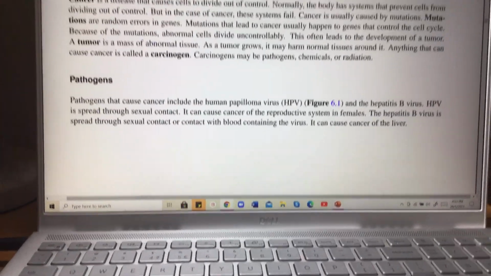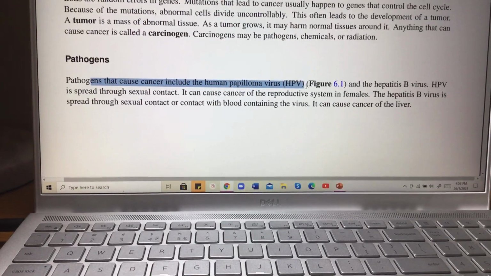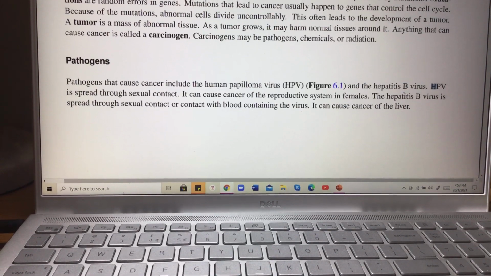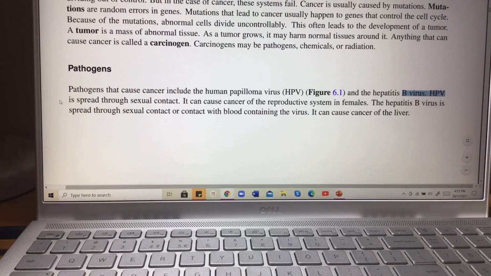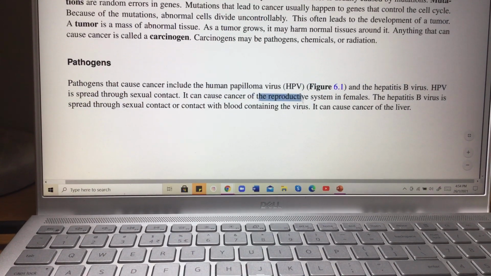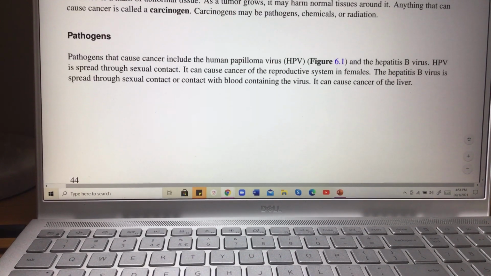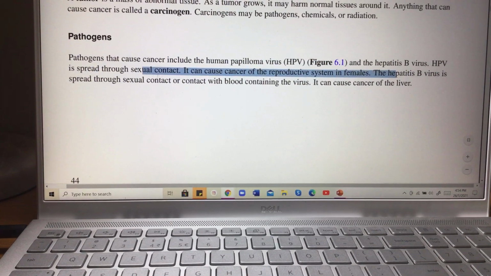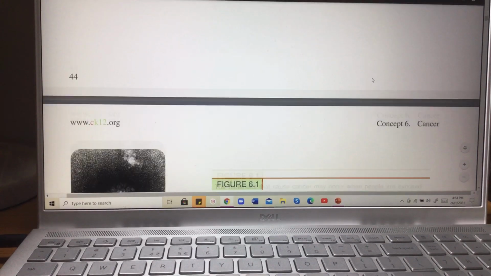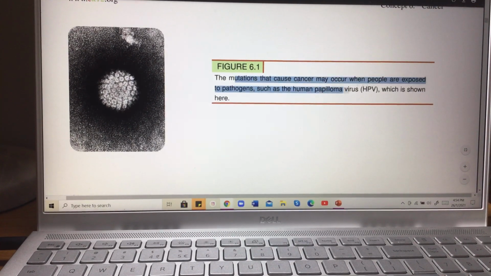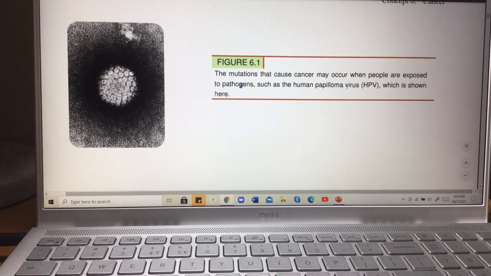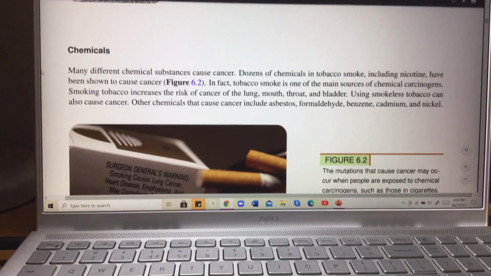Pathogens. Pathogens that cause cancer include the human papillomavirus, HPV, figure 6.1, and the hepatitis B virus. HPV is spread by sexual contact. It can cause cancer in the reproductive system of females. The hepatitis B virus is spread by sexual contact or contact with blood containing the virus. It can cause cancer of the liver. Mutations can cause cancer when people are exposed to pathogens such as human papillomavirus.